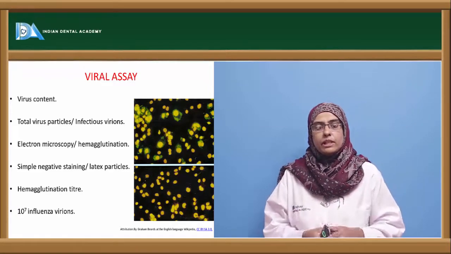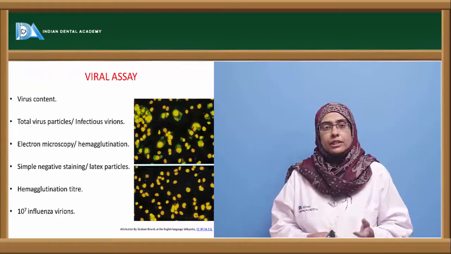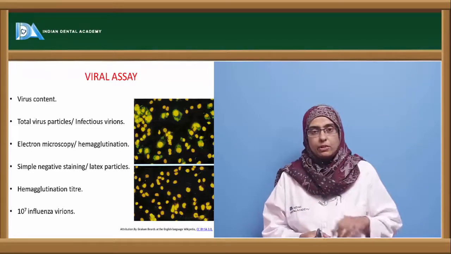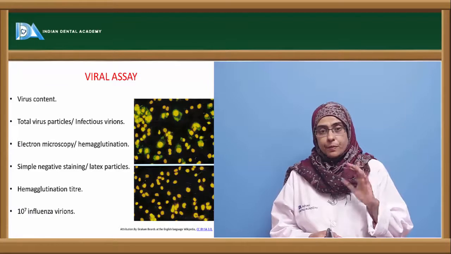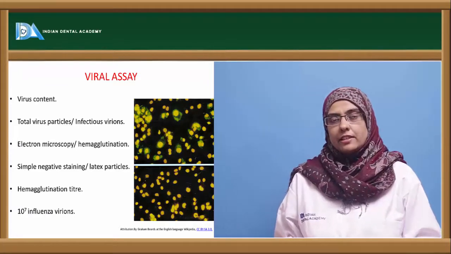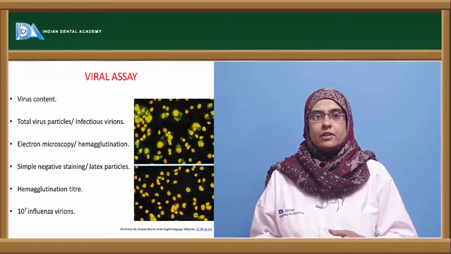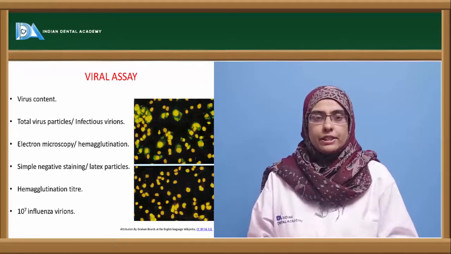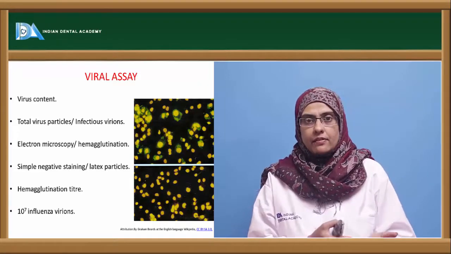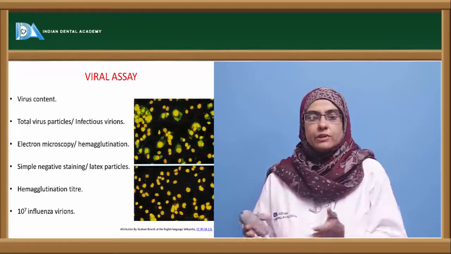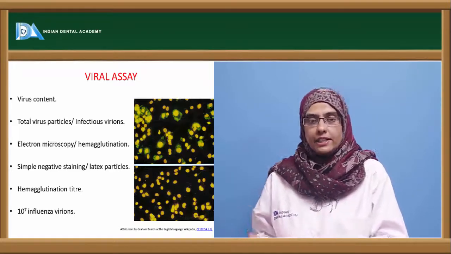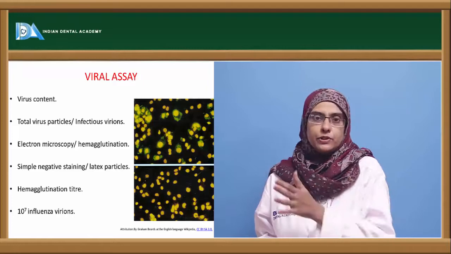Apart from that, you can go with the hemagglutination titer to detect the presence of hemagglutinating viruses. Coming to the hemagglutination titer, it is easily able to detect the influenza virus or the virus which expresses the hemagglutination spike. So here we have a series of test tubes having serial dilutions of the viral content, to which the RBCs are usually added.